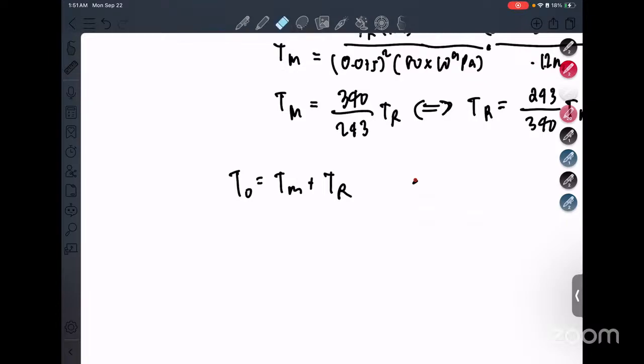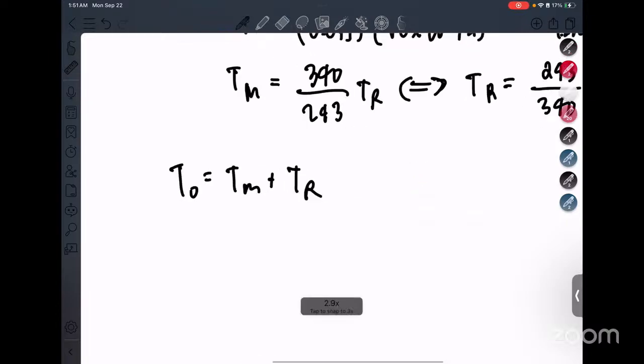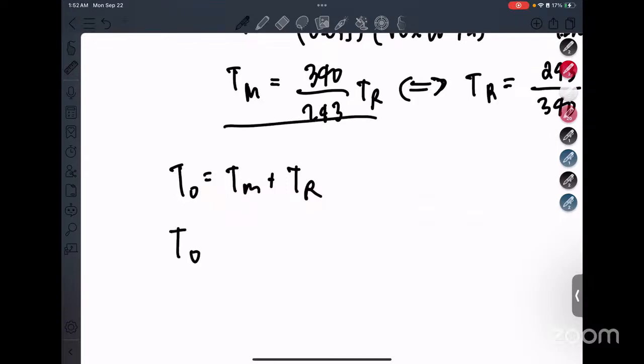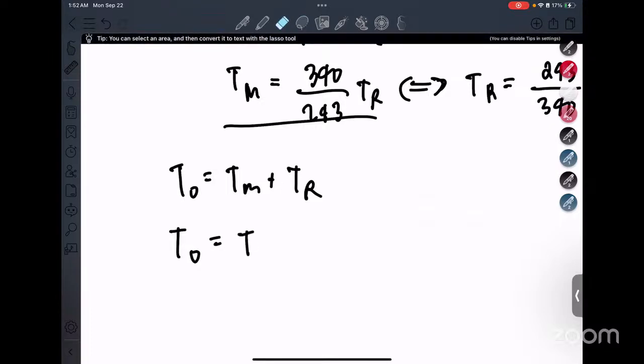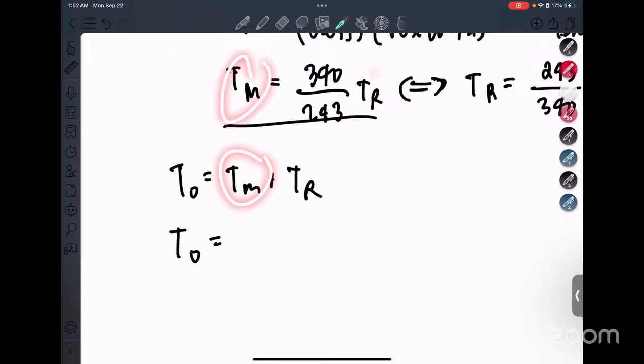Yeah. So the way we are able to use this is we can now express Tm in terms of Tr and vice versa. Meaning we can make this whole term puro Tm or puro Tr. Arbitrarily, let's do Tr first because ito yung gagamitin natin. T naught is equal to Tm, which is just equal to Tm, right? This is Tm. Therefore, we can plug this in.